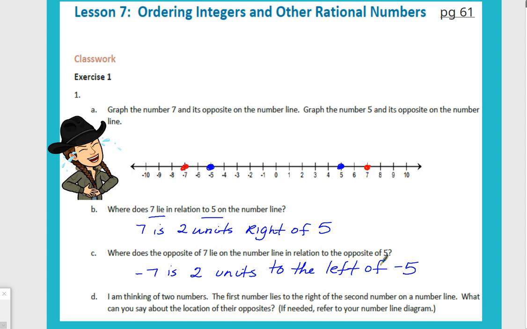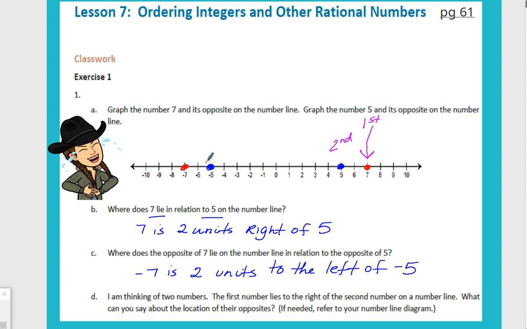And D says, I am thinking of 2 numbers. The first number lies to the right of the second number on a number line. What can you say about their locations of the opposites? So I'm going to go ahead and pick a number right here. First number is to the right of the other one. So I'm going to pretend that I picked that. 7 is to the right of my second number. So here's my first. Here would be my second. What do I know about the opposites?